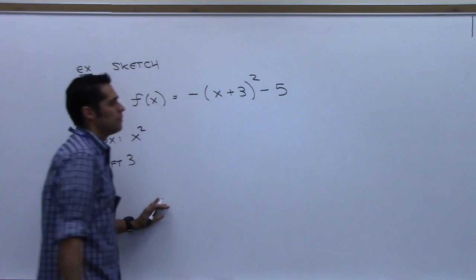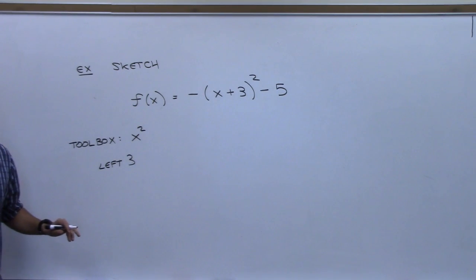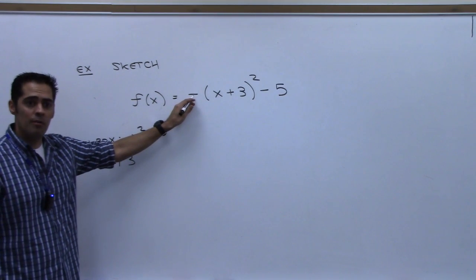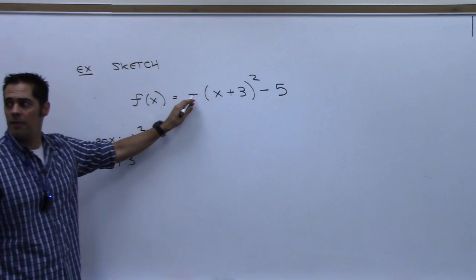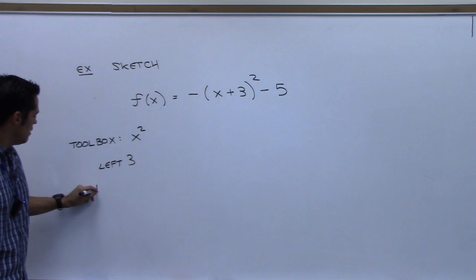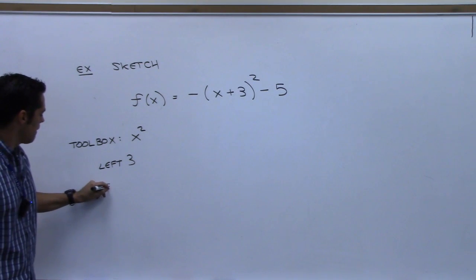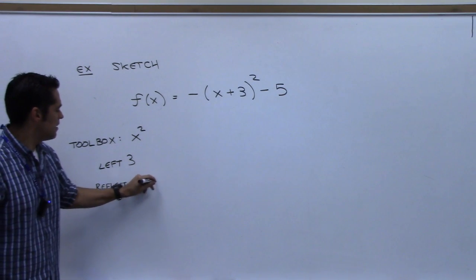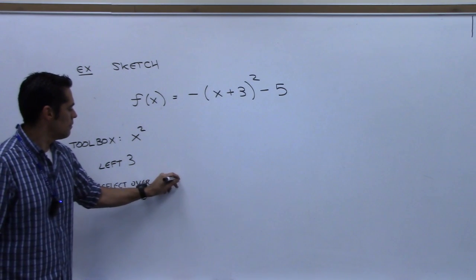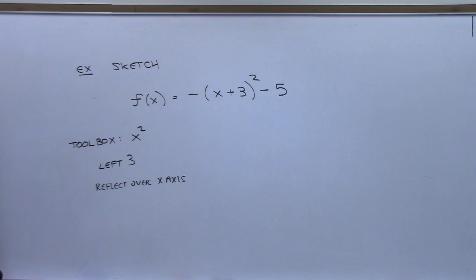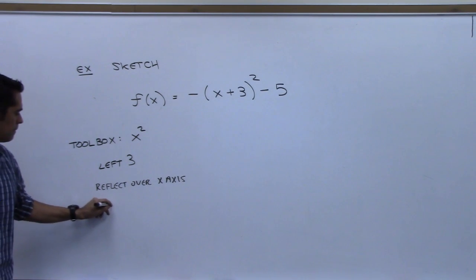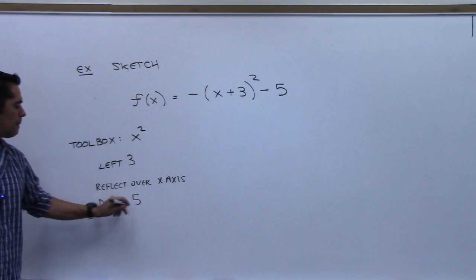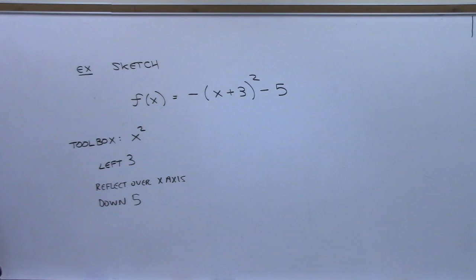Next thing. Reflection over the x-axis. That negative is like a -1 sitting out front. Negative in front of the function flips it over the x-axis. Reflect over x-axis. Okay? Move it down 5. Down 5. That would be it. That would be the order.